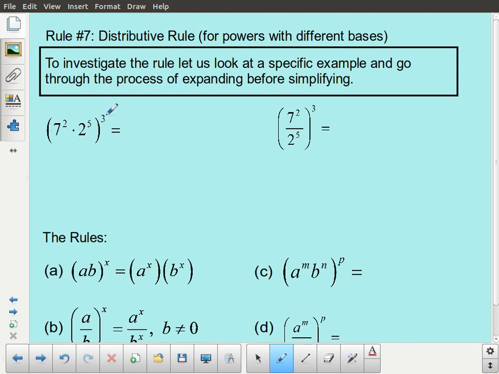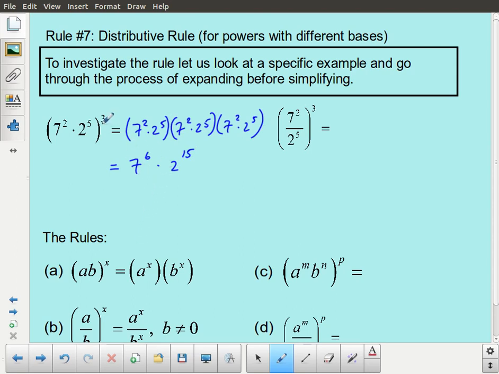I've got this whole thing cubed. So the definition of this means this entire set of brackets 3 times. So 7 squared times 2 to the 5th, 7 squared times 2 to the 5th, 7 squared times 2 to the 5th. Now all we have is multiplication of factors. 7 squared times 7 squared times 7 squared is 7 to the 6th. 2 to the 5th times 2 to the 5th times 2 to the 5th is 2 to the 15.